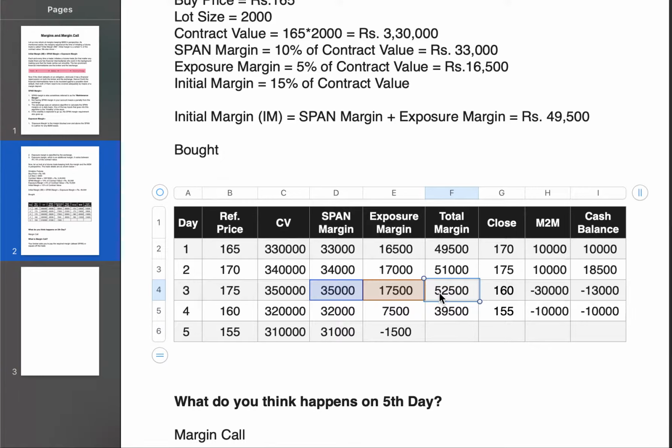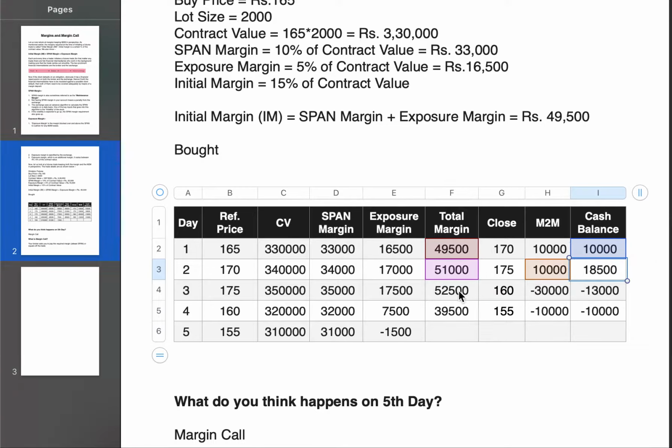So in the morning, 1500 rupees of margin increase is taken from my cash balance. So my new cash balance is technically 18,500 minus 1,500. So it should be about 17,000 rupees. So that should be my new cash balance.